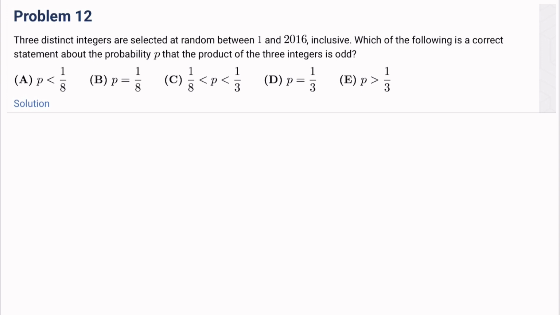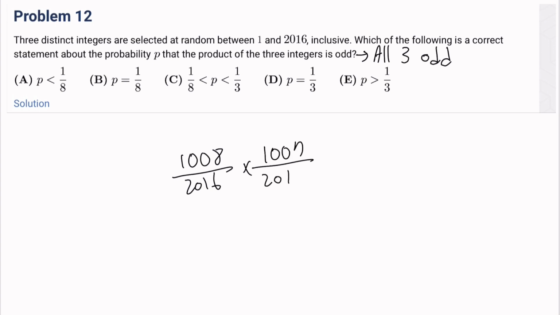Which of the following is a correct statement of the probability P that the product of the three integers is odd, right? So for the product of the three integers to be odd, all three have to be odd, right? And so to pick an odd integer from 2016, that's 1008 over 2016, and that multiplied by, there's one gone from each, so 1007 over 2015, and there's also one more gone from each, and we need three integers, so it's 1006 over 2014.